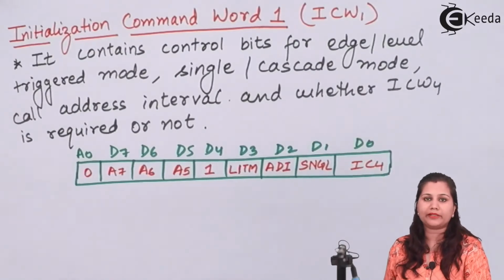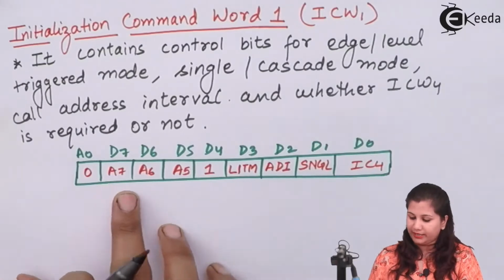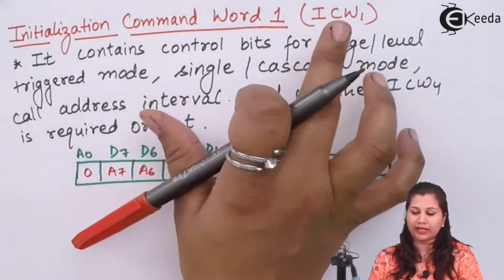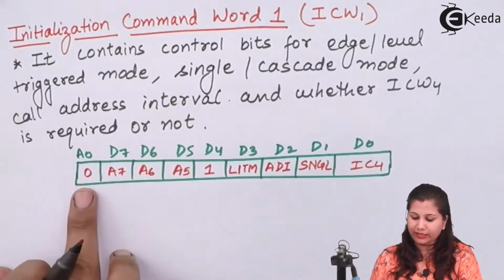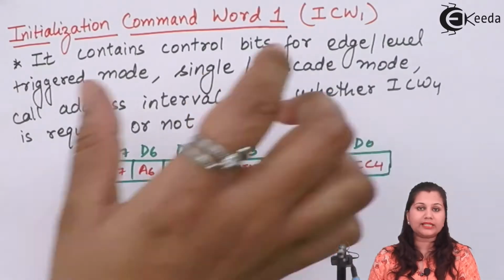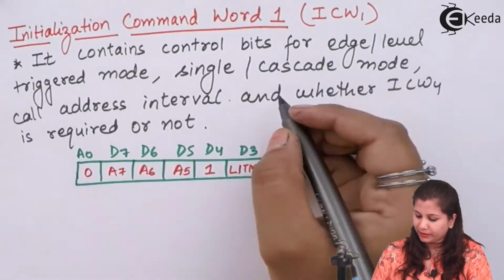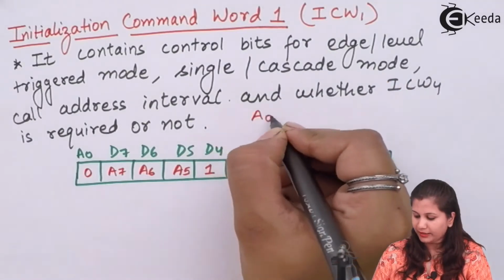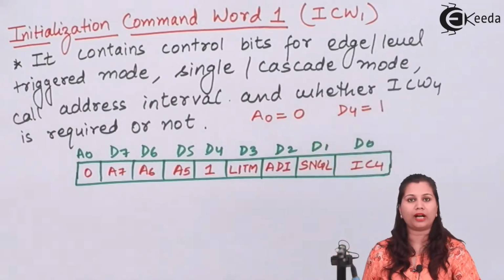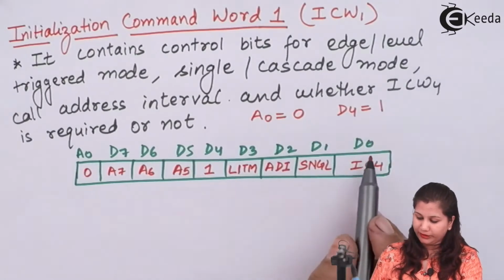So the 8 bits of the command word starting from D0 to D7, these are described here. For the initialization command word ICW1, the A0 has to be 0 and the D4 bit has to be 1. Then only this ICW1 will be selected. So the set bits are A0 has to be 0 and D4 bit has to be 1 for ICW1 to be selected. Now let's start from D0.